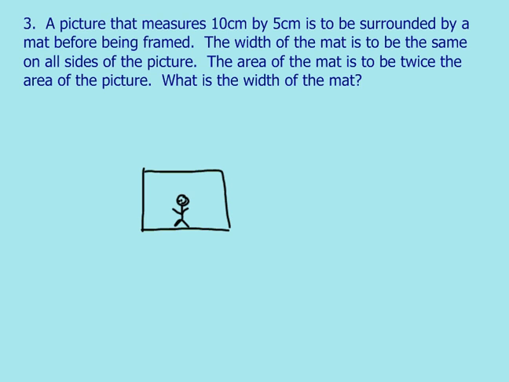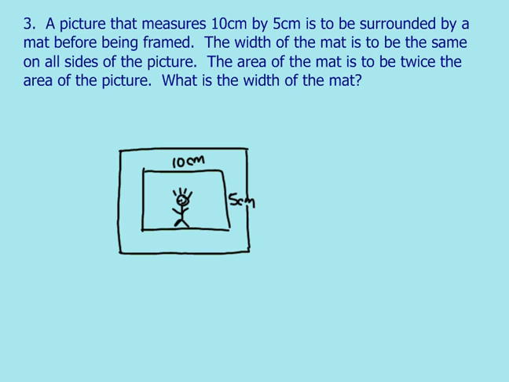So that's supposed to be a happy face, but anyways. And you've got 10 centimeters by 5 centimeters. And it's surrounded by a mat. Now, a mat is actually this white piece of paper thing. And it makes your picture look a lot bigger because it's probably pretty small in the frame. So this is just like a piece of paper that frames your picture. The width of the mat is the same on all sides. In other words, it has a uniform width.